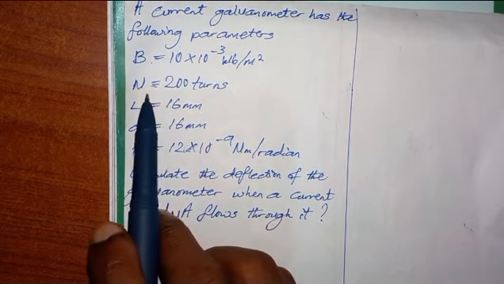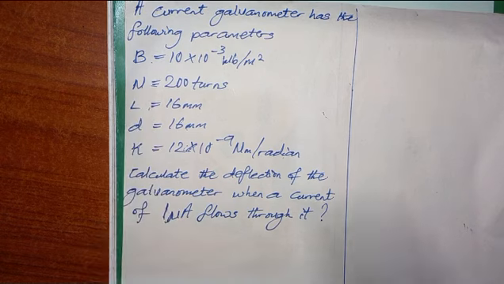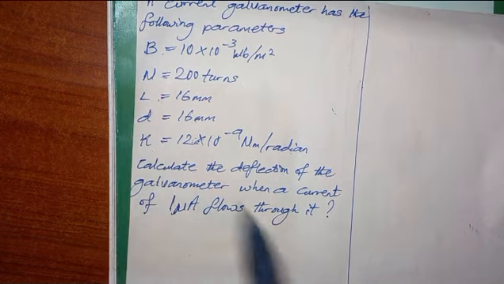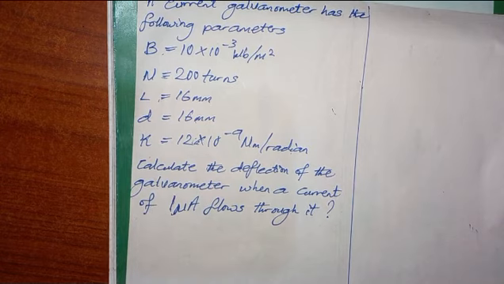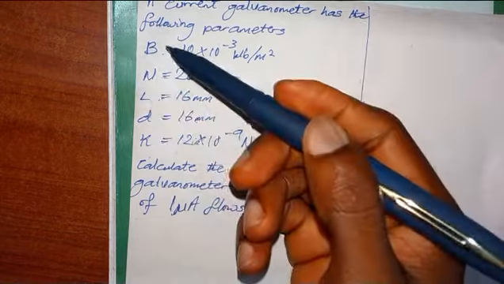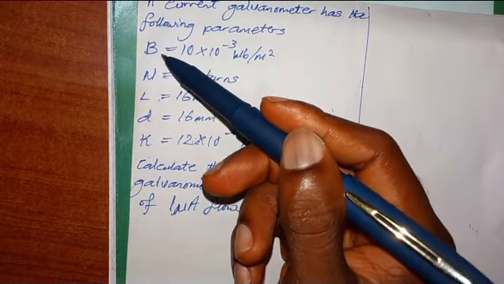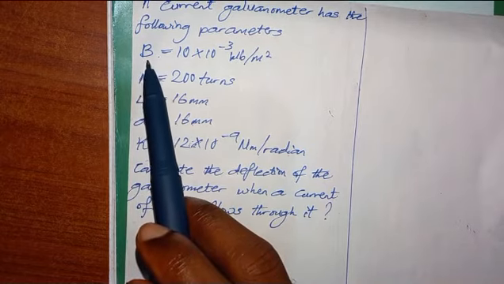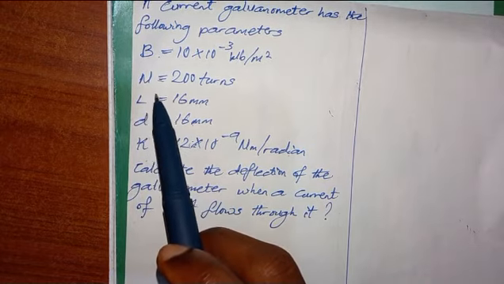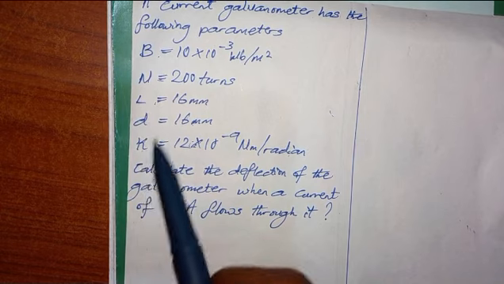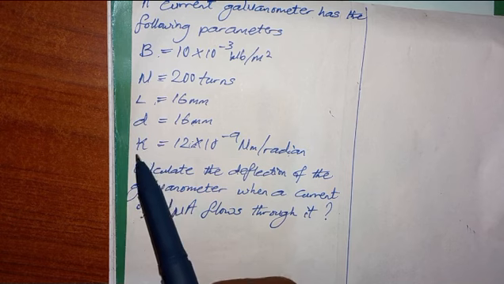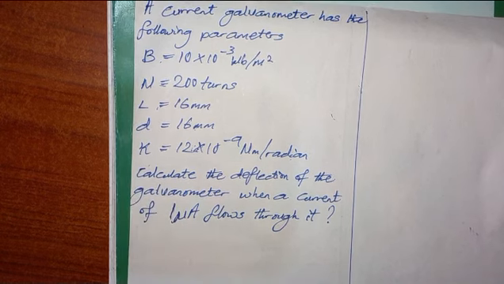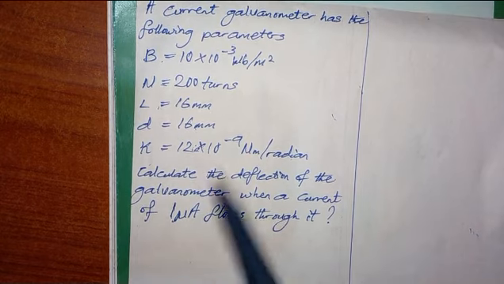The N here is the number of turns, the L is the length, the D is the distance, and the K is the constant. So it has its own formula, and I will show you while solving. I just wanted to explain what this means. Don't forget: the first one is the magnetic flux density, this is the number of turns, this is the length, this is the distance, and this K is the constant. Moving forward, we have the parameters that are given here.